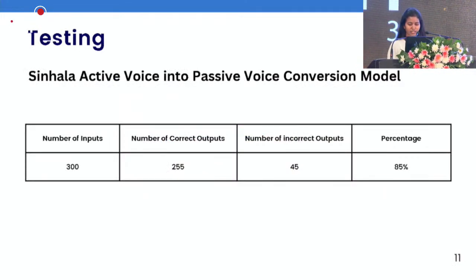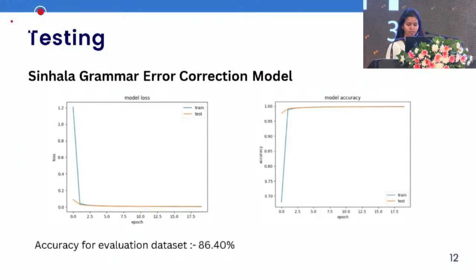So the testing related to the Sinhala active to passive conversion model was done using manual testing with the used test data set. It gave an 85% accuracy rate. Related to the grammar error correction, the slide shows the accuracy plot and the loss plot of that deep learning model. Apart from that, for the used evaluation dataset, it gave 86.4% accuracy.